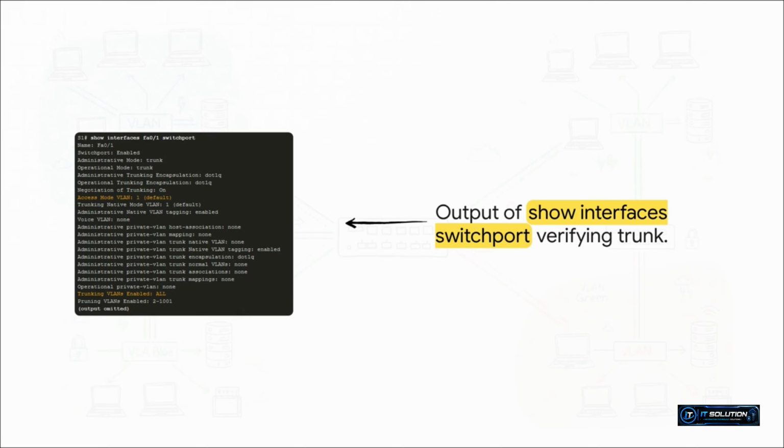Now, to verify all that actually worked, the show interfaces switchport command gives us the rock-solid proof we need. It clearly shows the operational mode is trunk, the encapsulation is dot1q, and that trunking VLANs enabled is set to all. It even confirms our trunking native mode VLAN is set to 1 by default. This right here is exactly how you prove your commands took effect on the hardware.